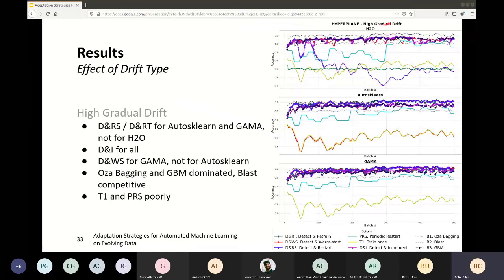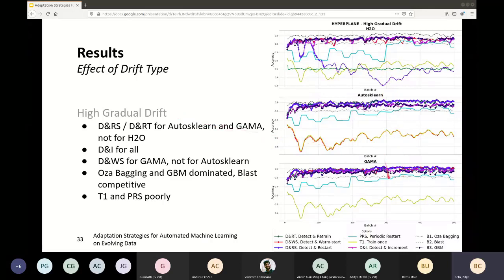When we look at the high gradual drift, the best performing strategies are similar to abrupt drift: retraining and re-optimizing the pipeline. It's a little bit harder to see with the drift detected points because it detects drifts more frequently, but those are the blue and green colors. And it is again not the case for the HTO. In addition to those, we can also see that incremental learning, which is the pink line, is performing similarly to these high-performing strategies in all 3 of the libraries, actually.